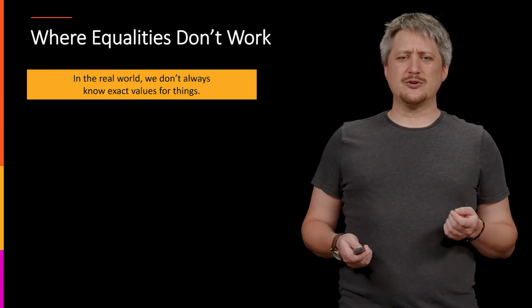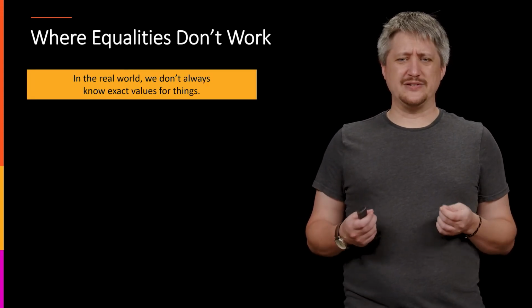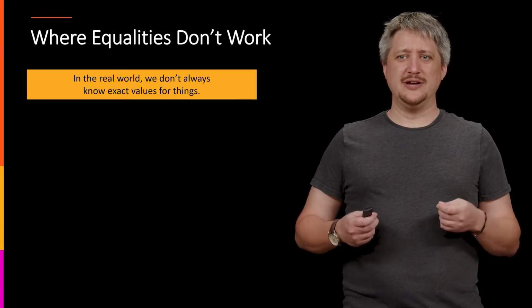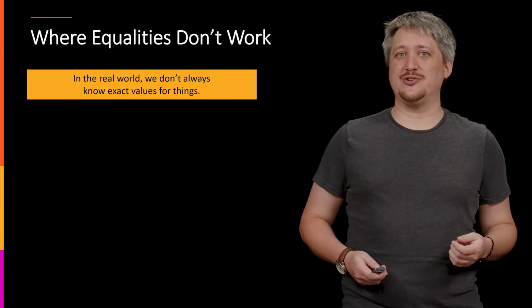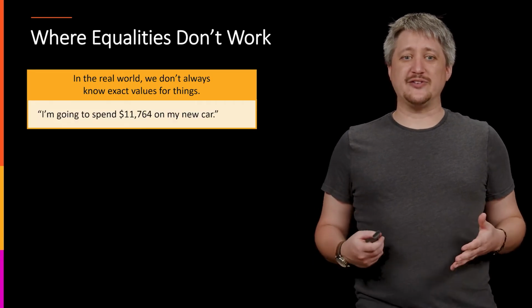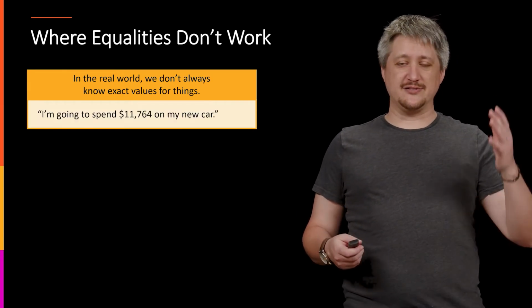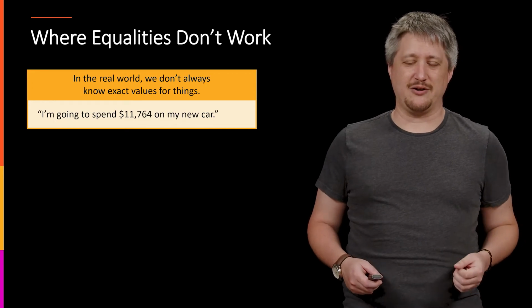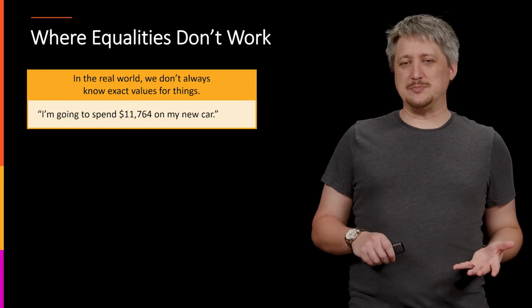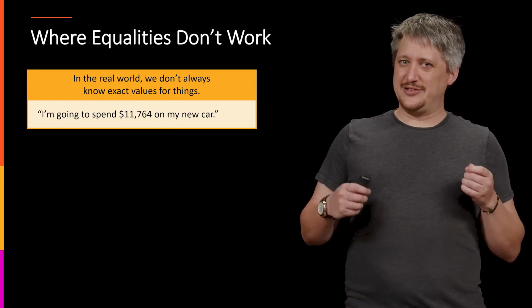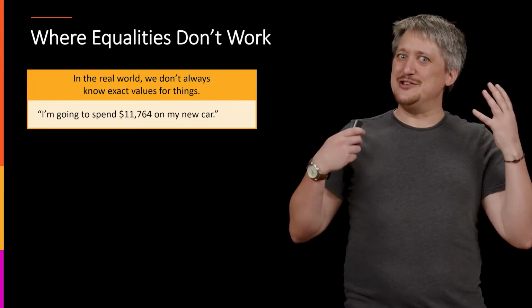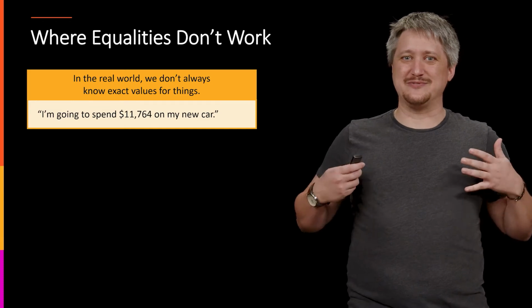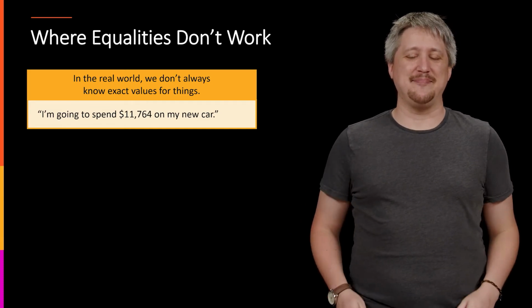But in the real world, we don't always know exact values, right? We don't always know exactly what something equals, especially going into a situation. So, for example, you don't go out saying, okay, I'm going to spend $11,764 on my new car. That might be what you end up spending, like there is an exact amount that you will spend, but that's not usually what you have in your head going out and getting ready to buy a car.